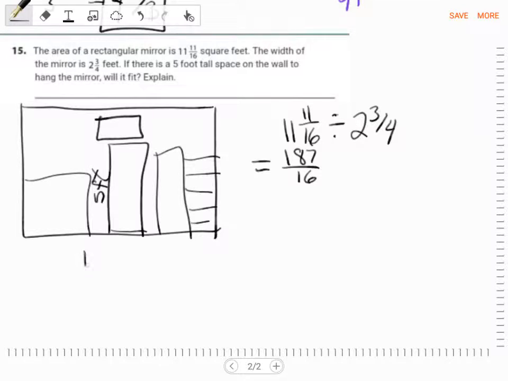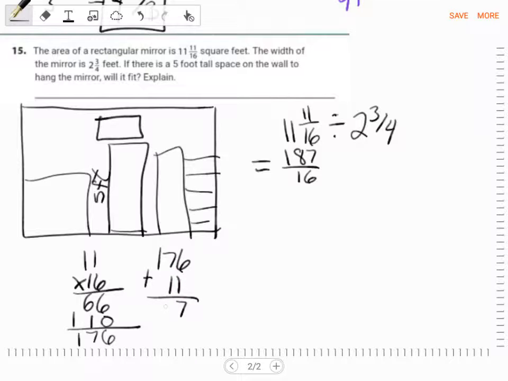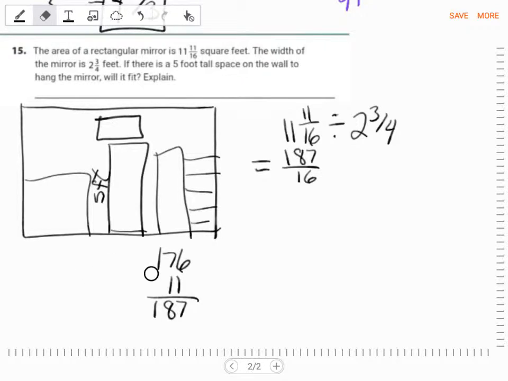You can sit here and go through 11 times 16. 6 times 1 gives me 6. 6 times 1 gives me 6. 1 times 1 gives me 1. 1 times 1 gives me 1. So 176. And then go over here and add 176 plus 11. 6 plus 1 gives me 7. 7 plus 1 gives me 8. 1 plus nothing gives me 1. So I got the same thing: 187 for my numerator. My denominator stays the same. So you can work it out in your head, or you can just work it out on the page. It does not matter to me either way, as long as it's correct.